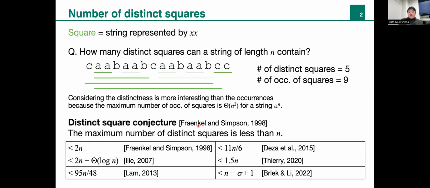There was a conjecture for this problem: the maximum number of distinct squares is less than n. Many people tackled this problem, and recently this conjecture was proved by Brlek and Li.